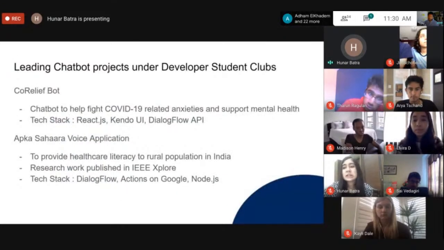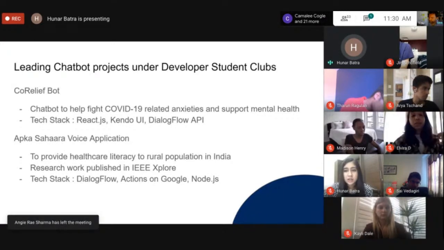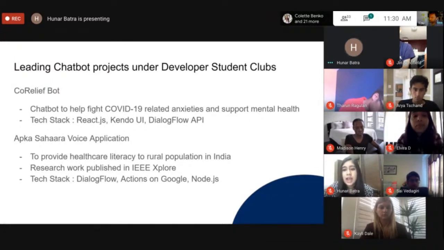Okay, so now I'll share a little bit about Developer Student Clubs and the chatbot projects that we did. One of the applications was a multilingual voice application. It aims to provide healthcare literacy to the rural population in India, and we trained it with 213 intents, I think, and a lot of entities as well. We made it for Hindi and English, and our research work was also published in IEEE Xplore recently. The tech stack that we mainly used for this was Dialogflow, Actions on Google, Node.js fulfillment, along with Cloud Functions for Firebase and Firebase.